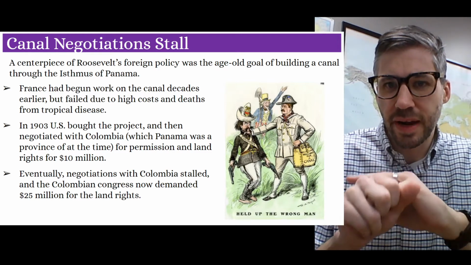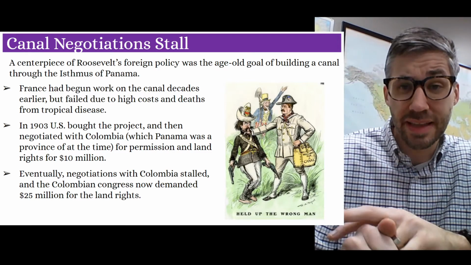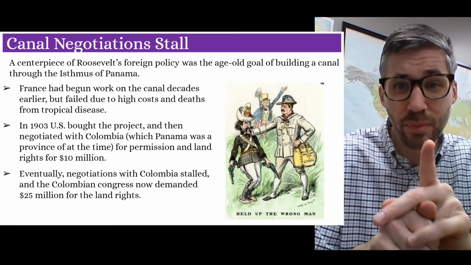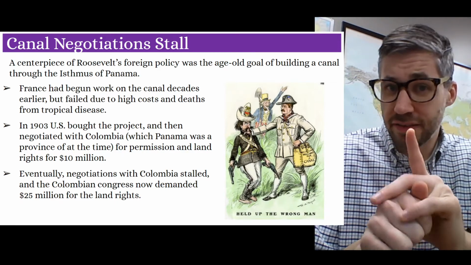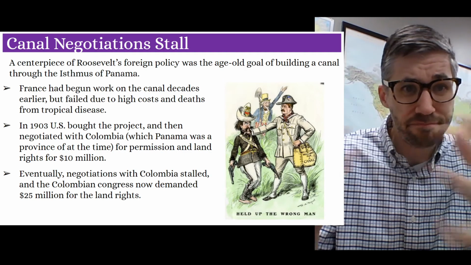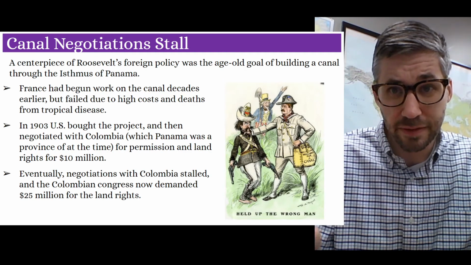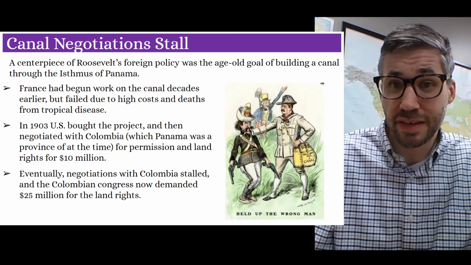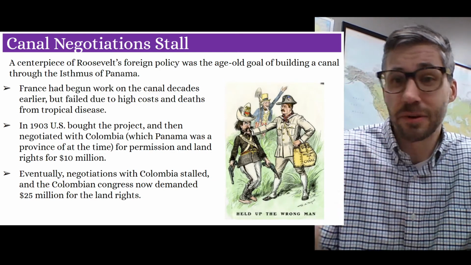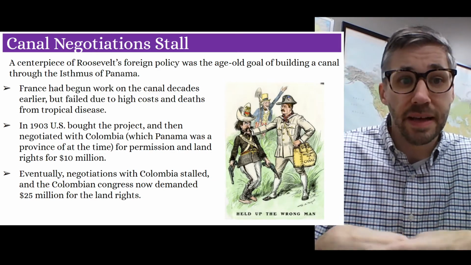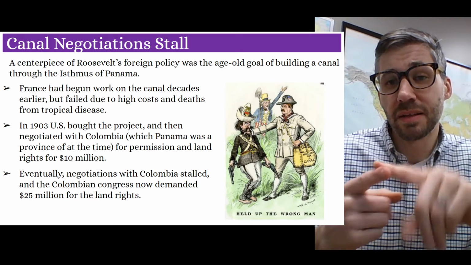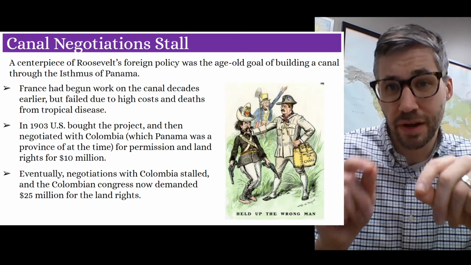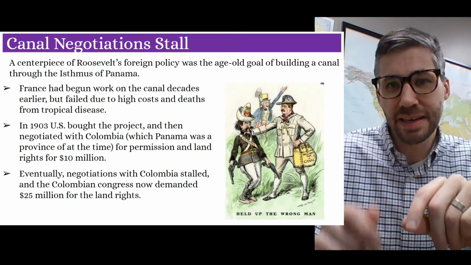We buy the project from France, so we get the rights there. We need access to the land. We want to purchase the land. The country that owned that land at the time was Colombia. So TR says, okay, we'll go to Colombia's government and let's make a deal for the land. All right, they're not doing anything with it right now, so the United States is going to build this canal. Colombia's not, so let's offer them some money. And the deal is made with Colombia's president that the United States will purchase that land for 100 years for a price of $10 million.